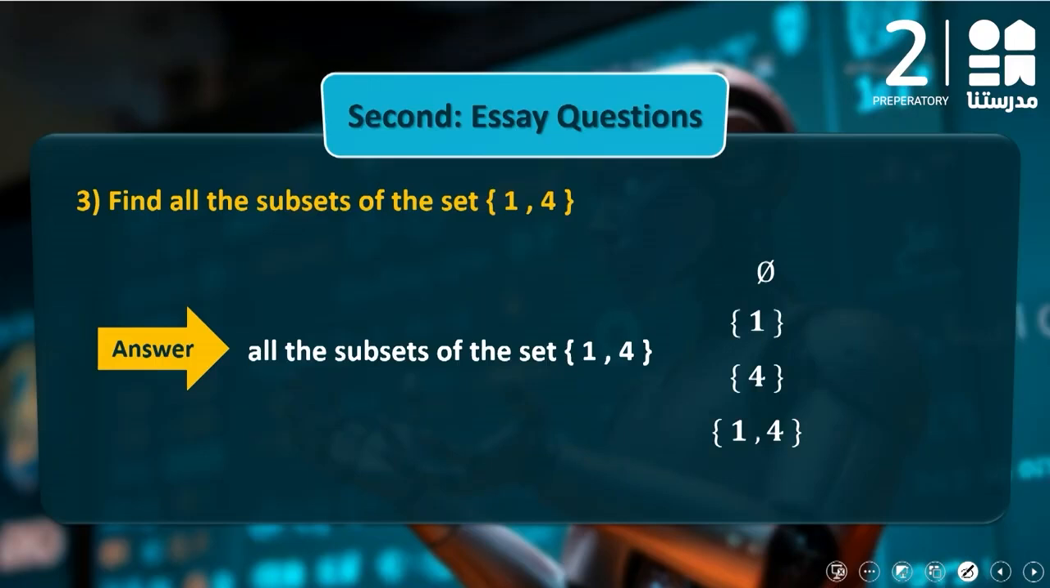And we said that how can we find the number of subsets of any set? We can use this law, 2 power n. And we said that this n is the number of elements of the set. So the number of subsets of this set equal 2 power 2. Why? Because we have a set consisting of 2 elements and we have 4 subsets, and these are the 4 subsets of this set.